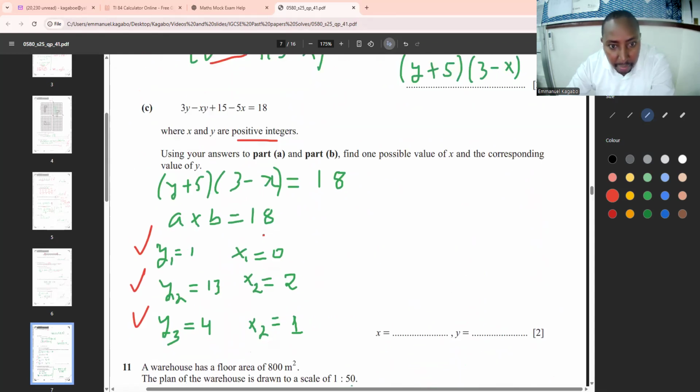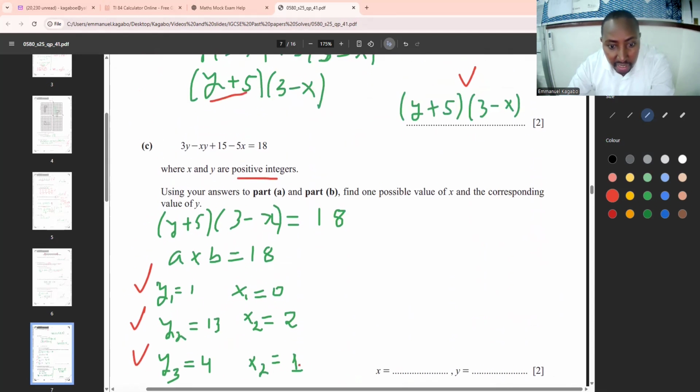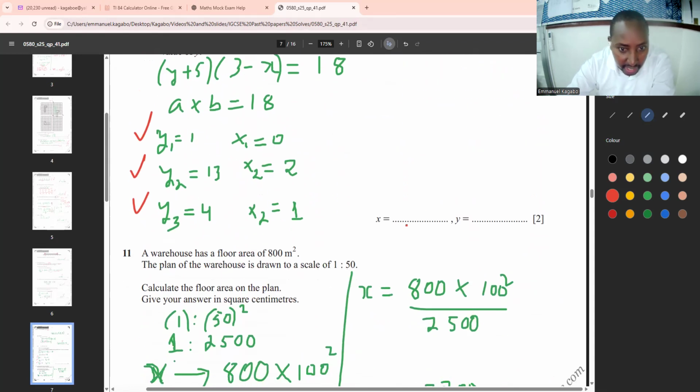You can write any of them. So the factors of 18. From what I have, if I go with 1, I'm going to have 18, right? So if x is 1, here we'll get 2. So different possible scenarios. You can check them and write the answers here.